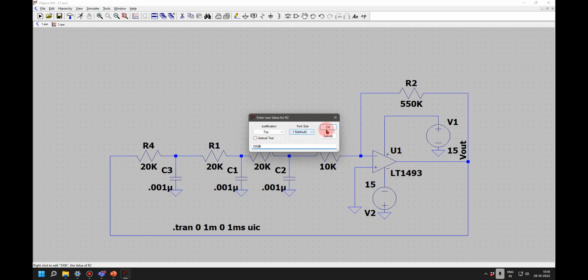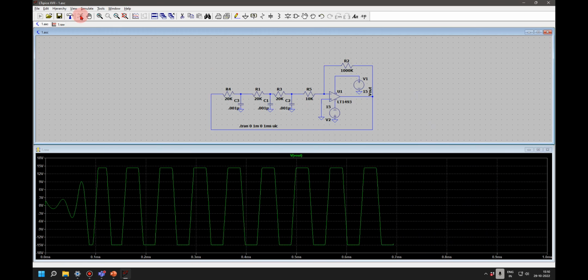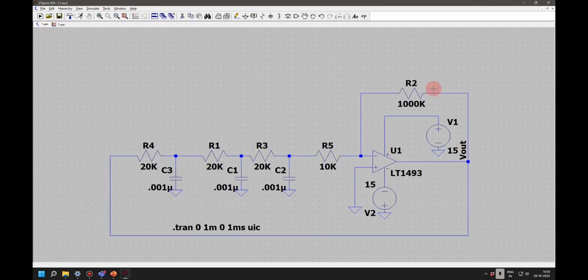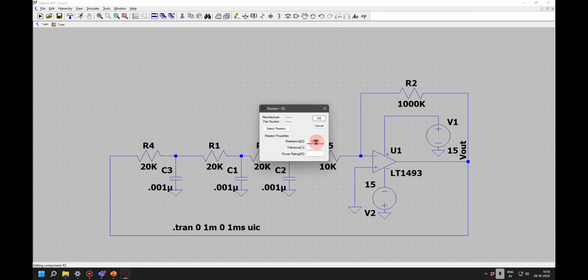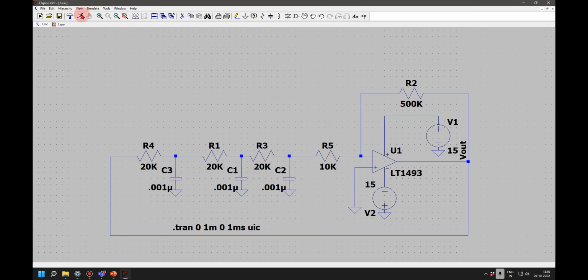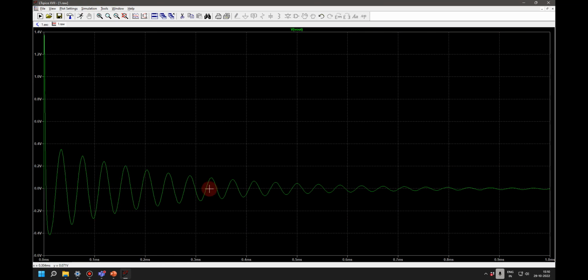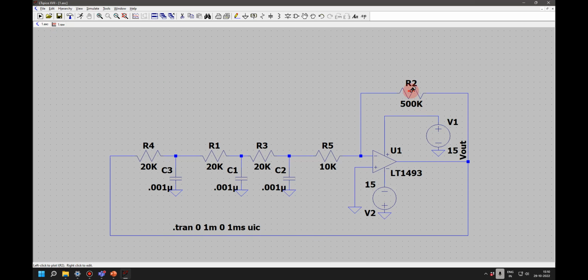Okay, 10K, 1000K, right? So you see it is getting into saturation. The gain is very high. Okay, so probably we can limit it to 2. Yeah, so I had put 550 initially, I guess. So let me put 500. Okay, right. Now what is happening? The oscillation is slowly dying down, right?